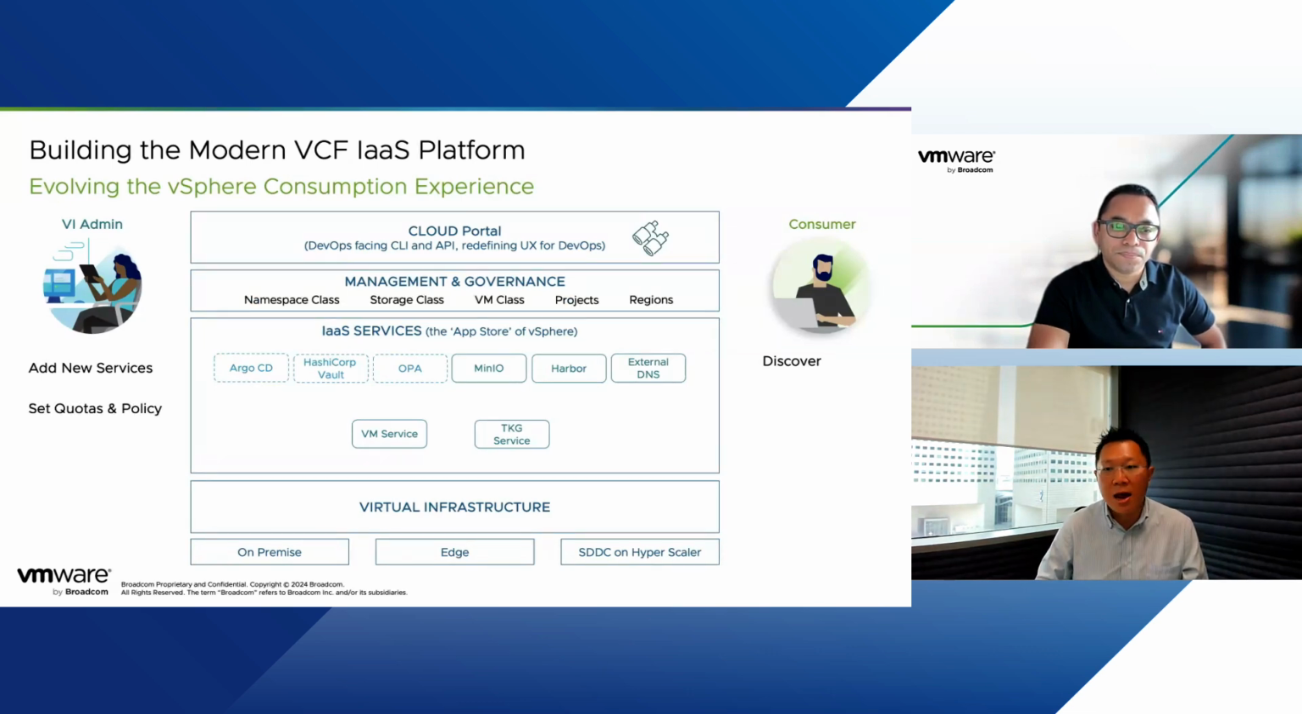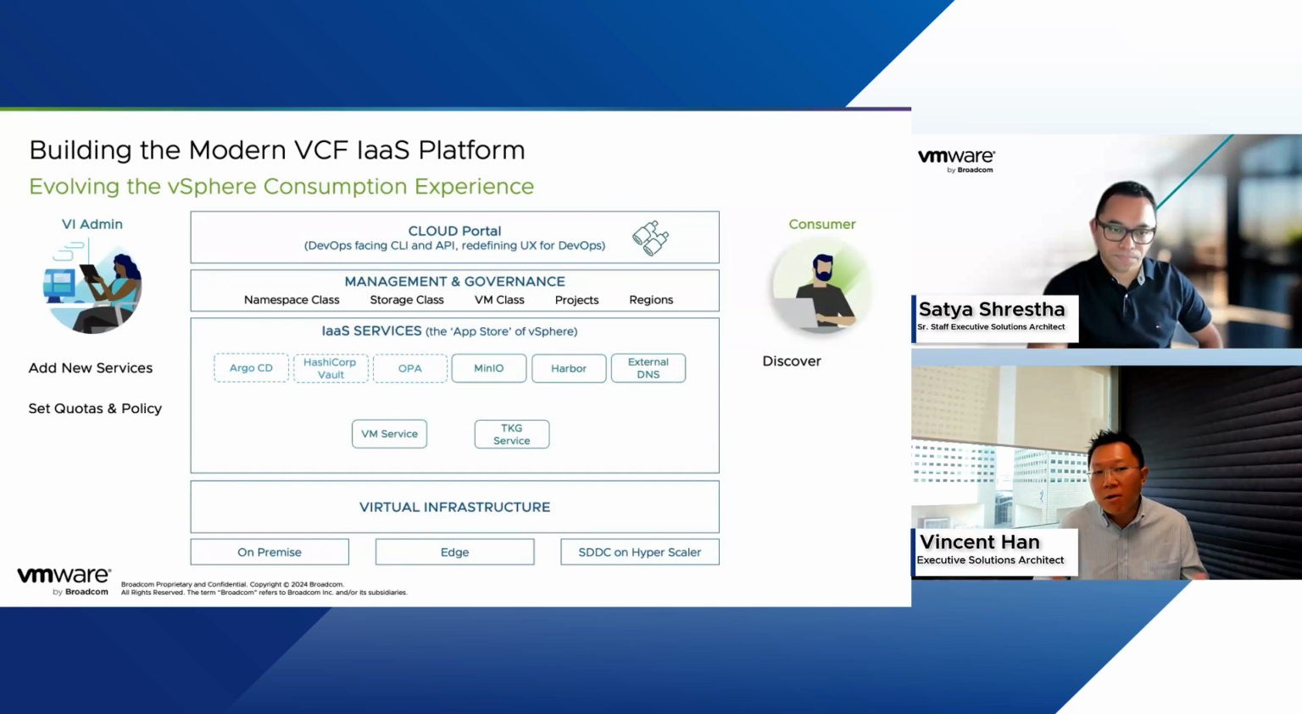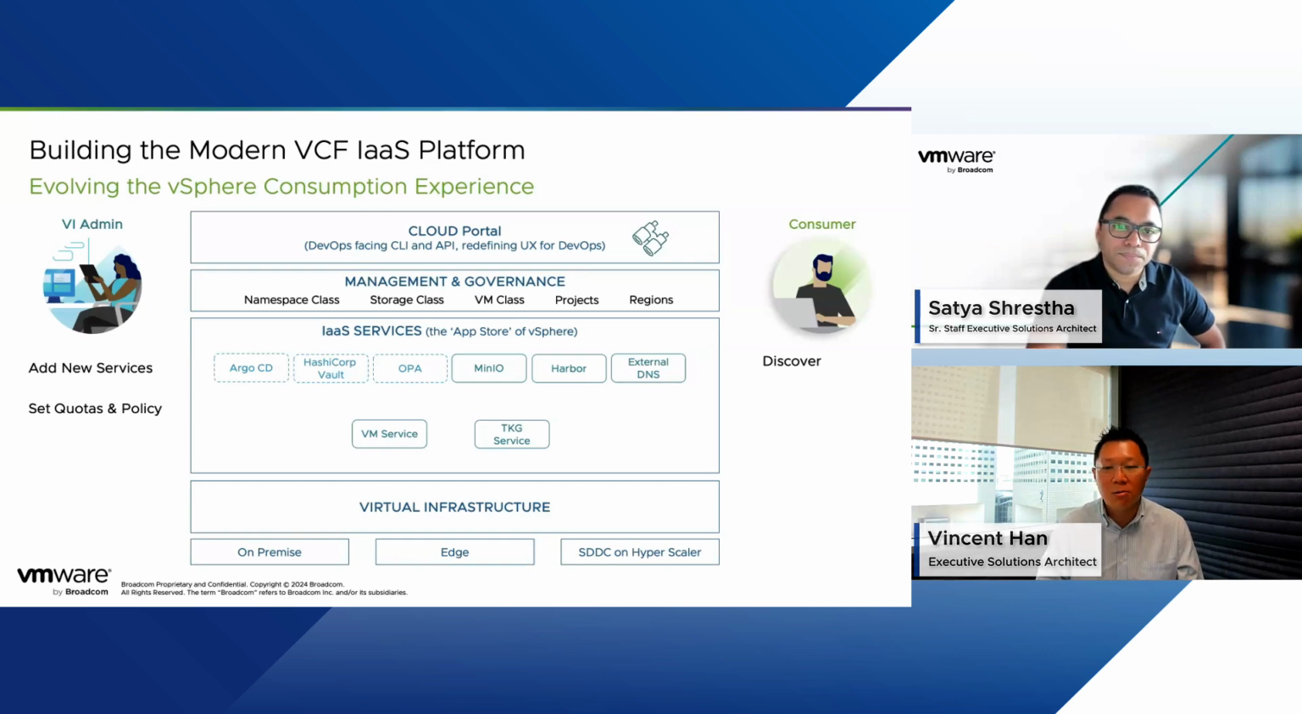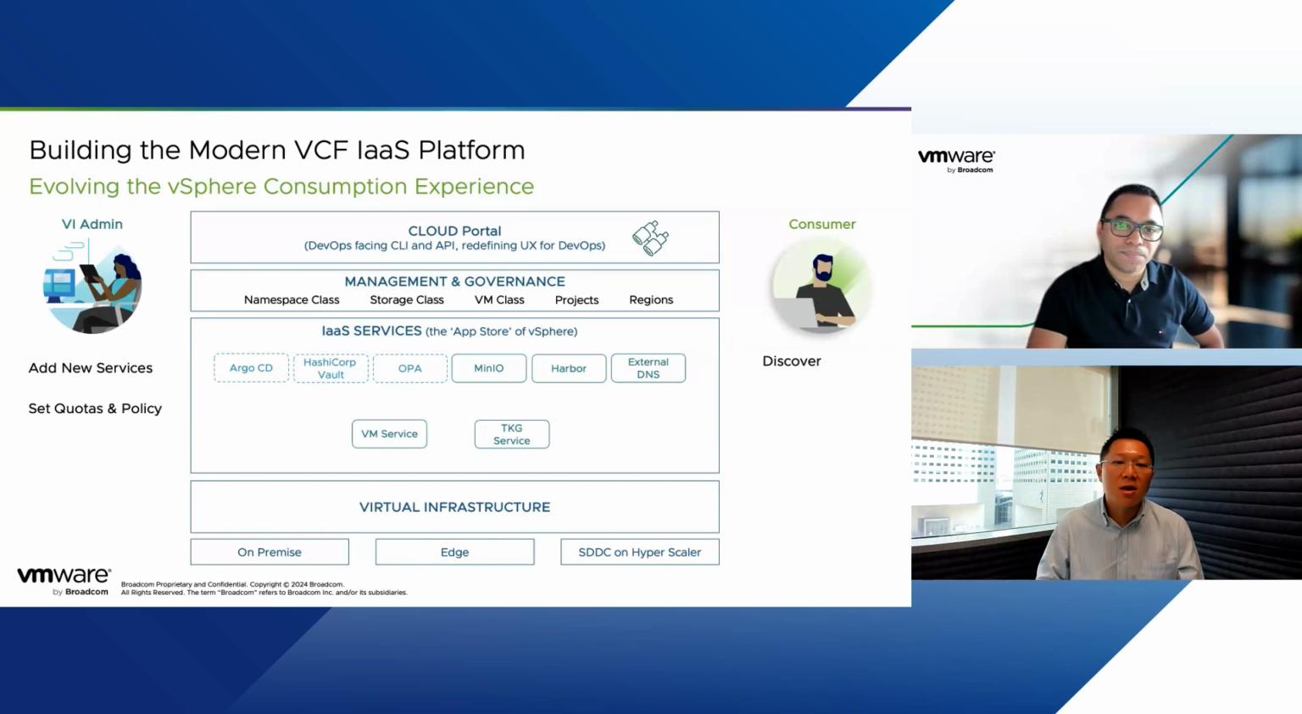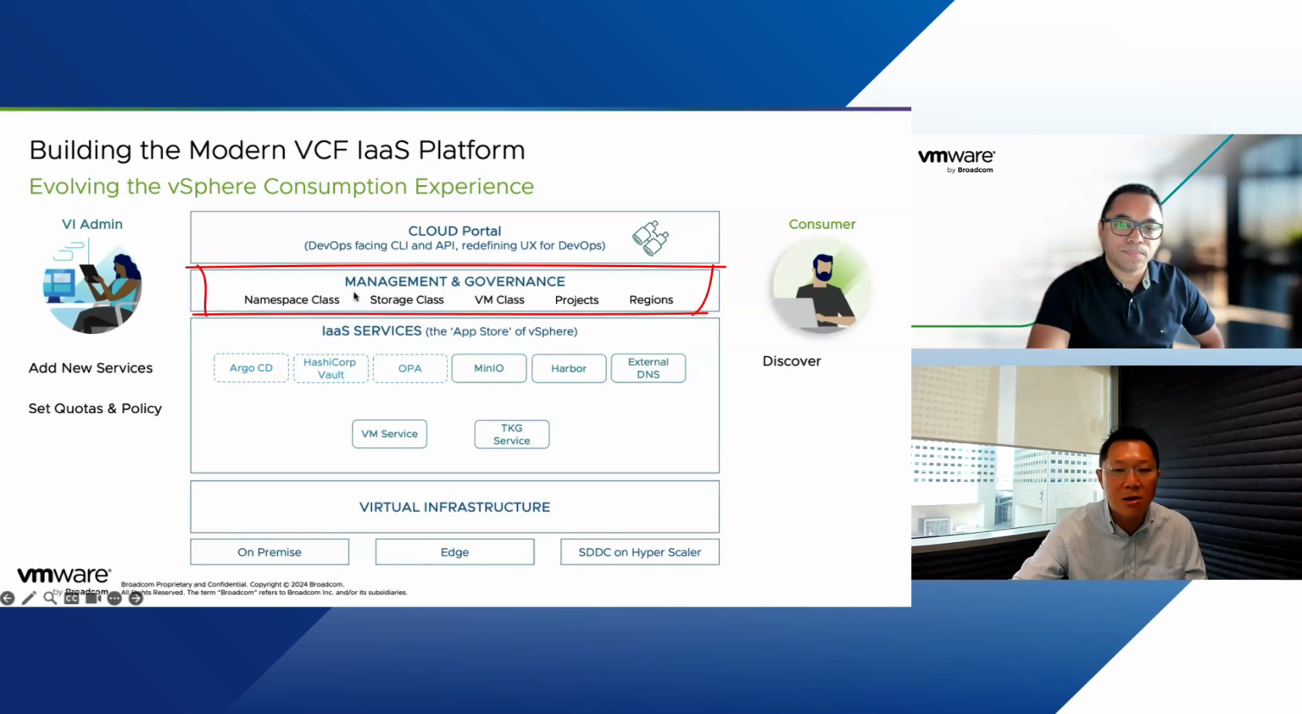Once that's done, maybe the consumer requests from the VI admin, "Hey, I need some VM service as well as TKG service." The VI admin is going to say, "Yep, I can give you all the services, but with some governance." So that's where they can go and create a namespace, and then you can say what kind of storage you're going to use, what resources you're going to have, what kind of t-shirt sizing of nodes you're going to have, that's VM class. So they are able to set quotas and policies.